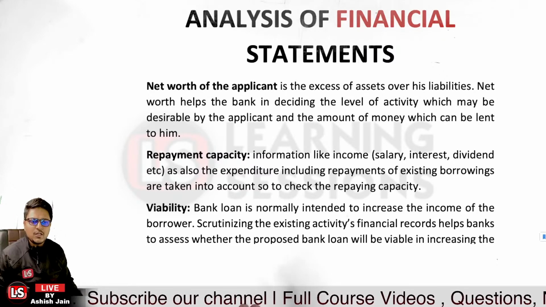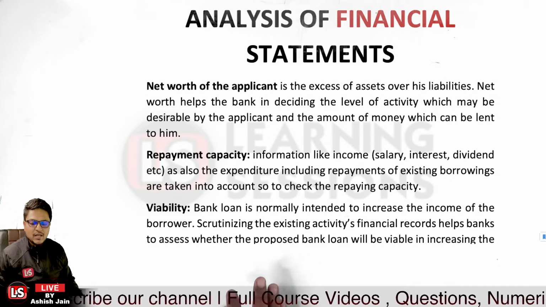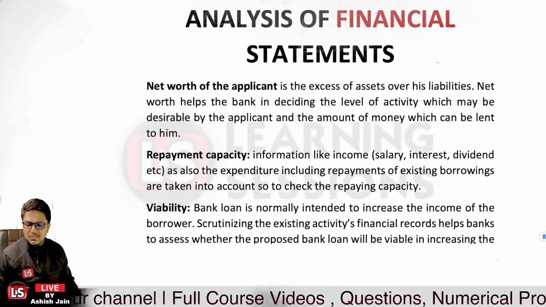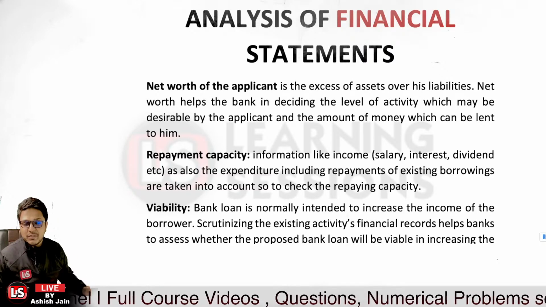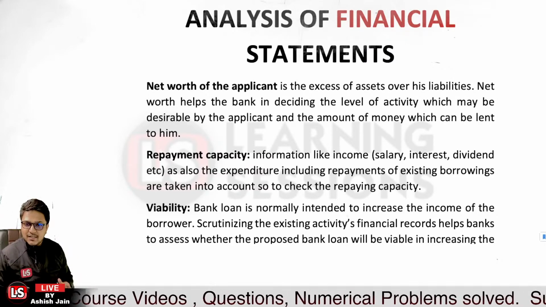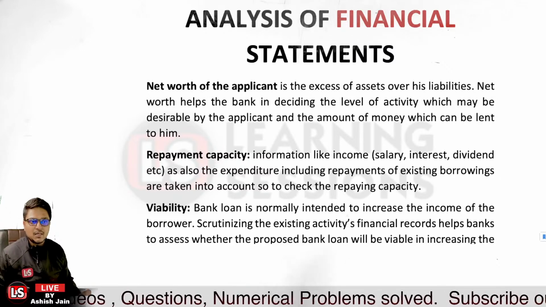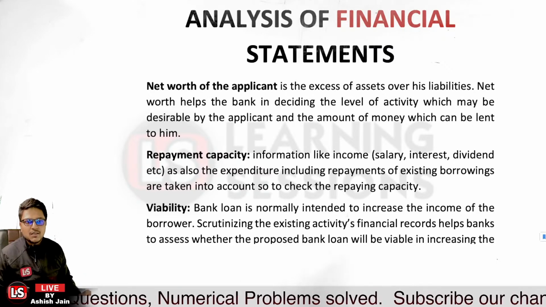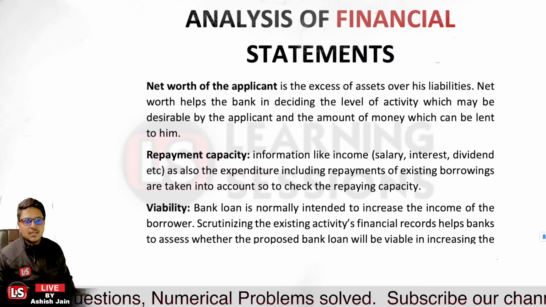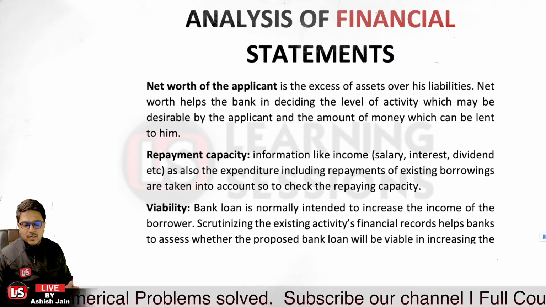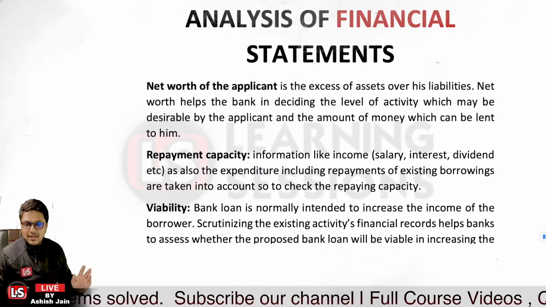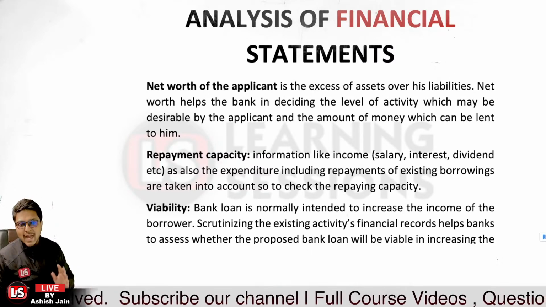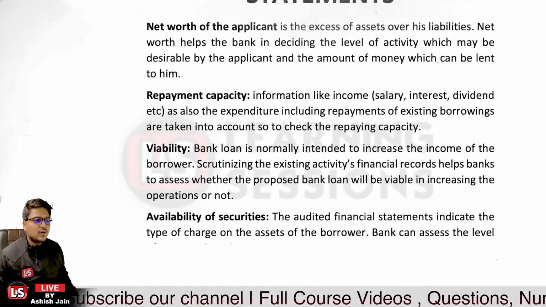Second, it is related to the repaying capacity. Definitely, you can look into the repaying capacity, what amount the person can spare, and that we can ascertain by examining the financial statements. Then third, it is related to viability. Whatever project is going to be undertaken by the firm, would it be viable enough? Can it be a reality? All that can be ascertained through the financial statements.